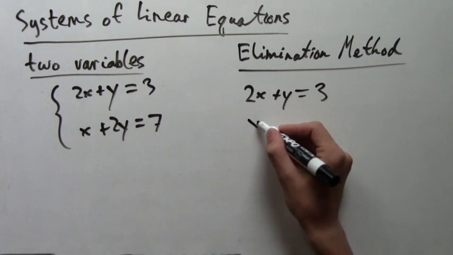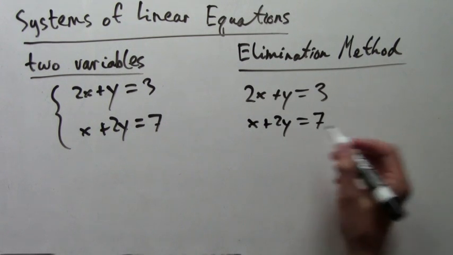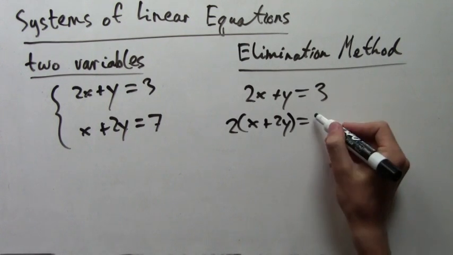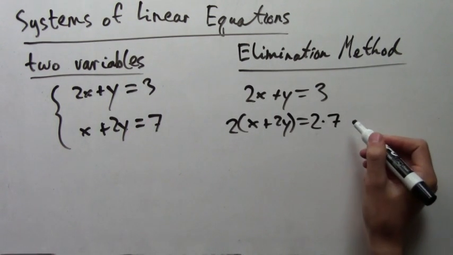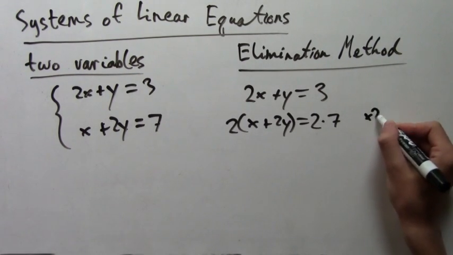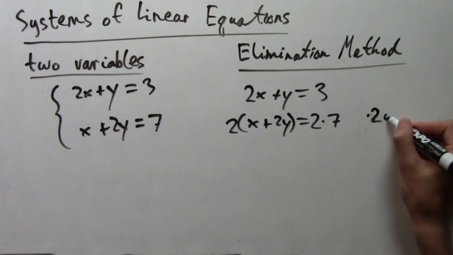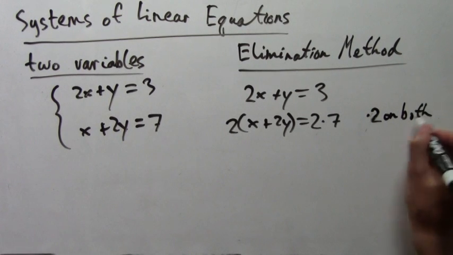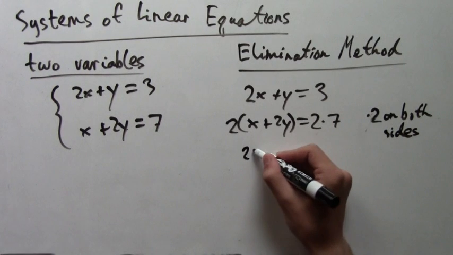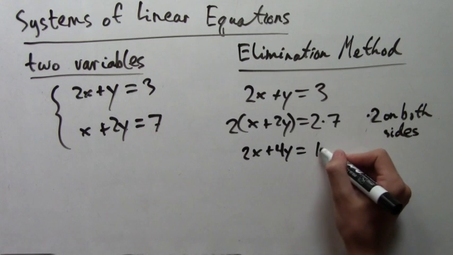So for example, if we take 2x plus y equals 3, we see that there's a 2x there, while in the other equation there's a 1x. So we multiply the equation with just x plus 2y by 2. If we multiply by 2 on both sides, the equality remains true. So now we're going to have another equation which has a 2x in it, but it's going to be a different equation. More specifically, it's going to be 2x plus 4y equals 14.